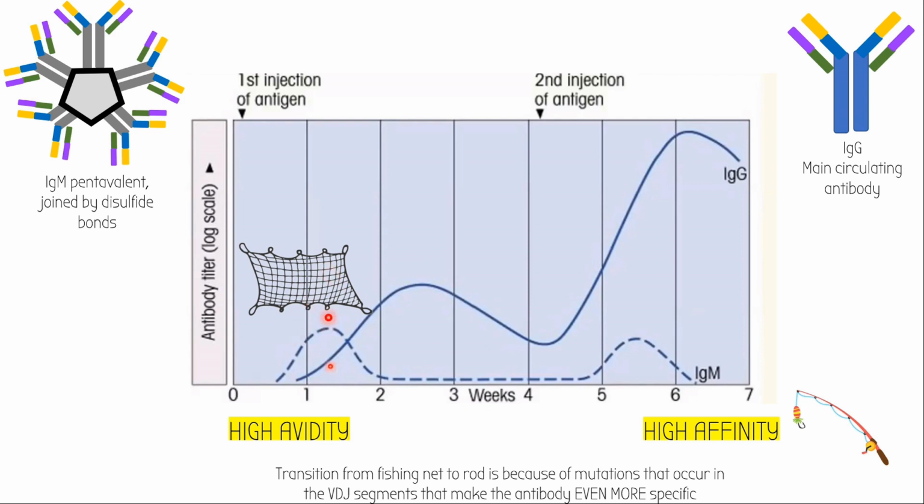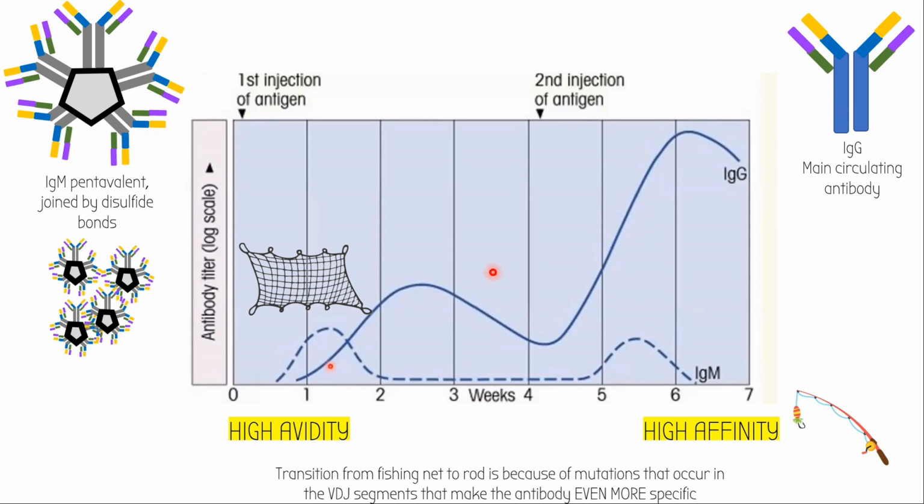However, after a few weeks, it doesn't need the net anymore, so the levels of IgM decrease and the levels of IgG increase. Upon second exposure, your body knows all it needs to do to make this IgG, so it makes it very, very quickly, and it doesn't need to make as much IgM. Obviously, you will have some, but it doesn't need to make as much. Hopefully that makes sense.